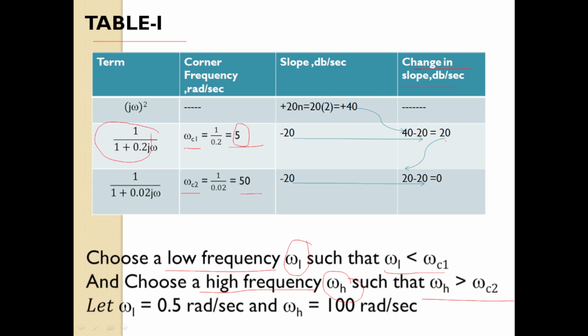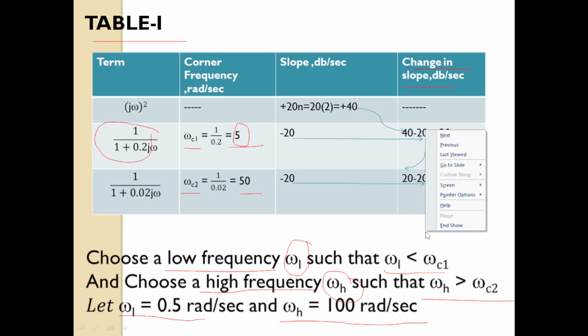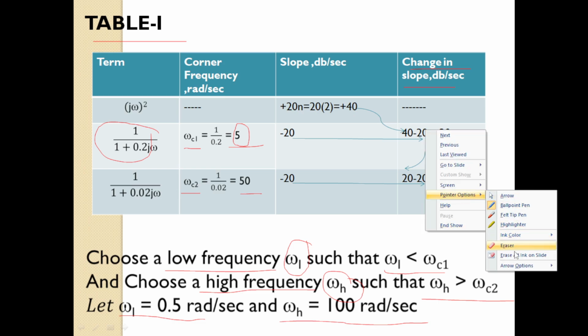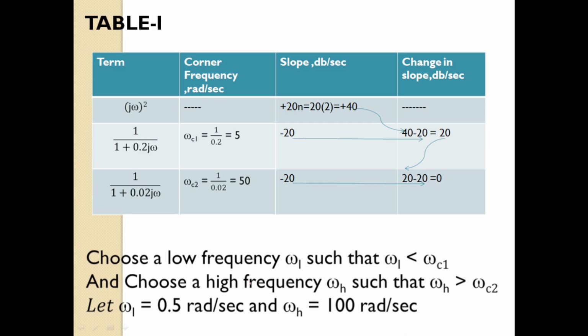So I have assumed some value below 5 for omega L. I have assumed omega L equal to 0.5 radians. 0.5 is less than 5, so we can assume any value below 5. And omega c2 is 50, so I have assumed omega H to be 100. Any value above 50, you can assume 60, 70, 80, your wish. Assumptions are always our wishes.